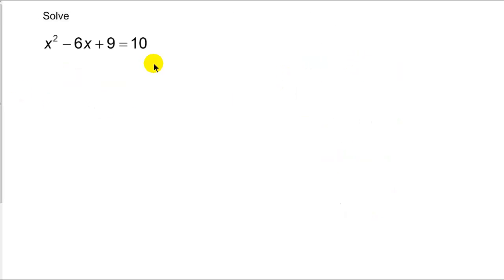You'll notice in this example, we don't have an isolated term squared equaling a number. Clearly, I could set it equal to 0, hopefully factor and solve. But if I did that, let me show you what that would look like. I would get x squared minus 6x minus 1 equaling 0, and this wouldn't actually factor. So that process isn't going to help us out too much.